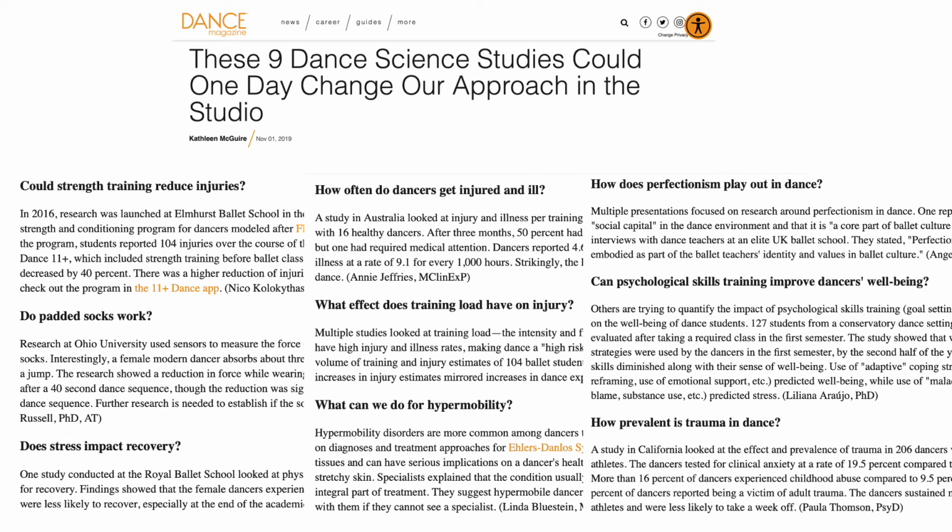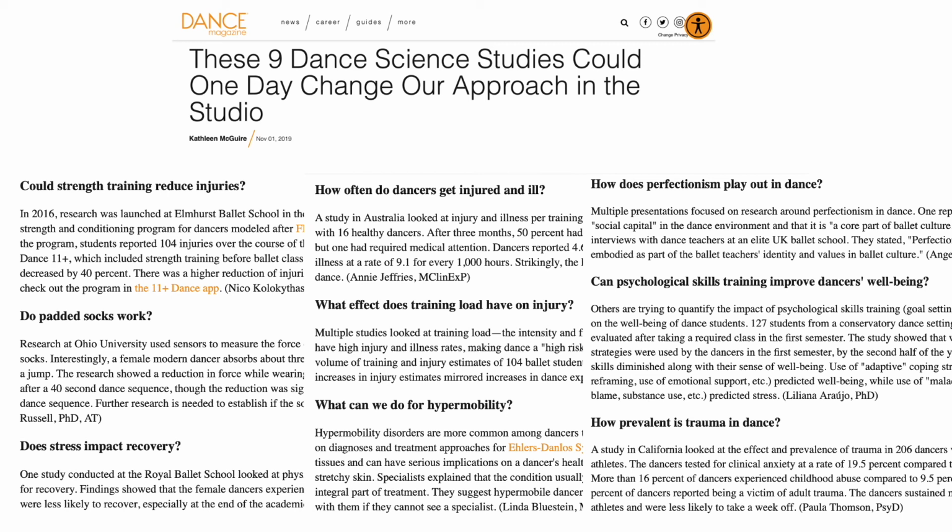And some of them I know personally, Nico, Jeff Russell, Liliana. Can they change our approach in the studio one day? Well, I truly believe we all can. But then it goes back to the simplicity of my map.